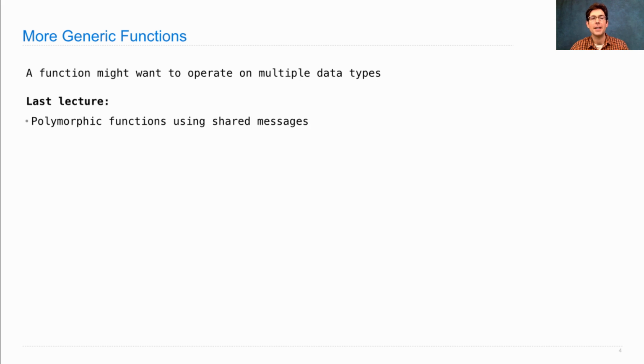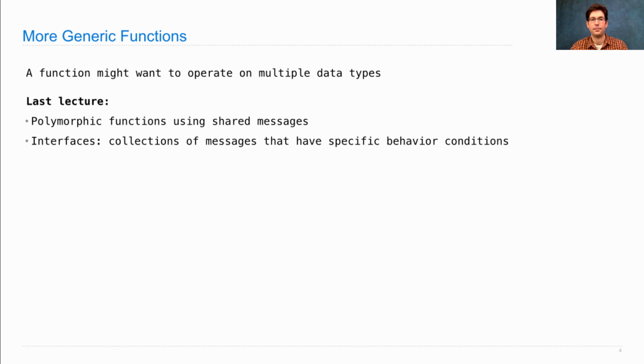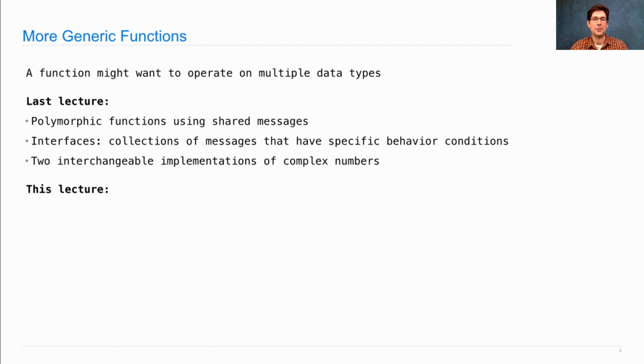So last lecture, we talked about how polymorphic functions exist, and they can be created using shared messages. So if you just make sure that the same attribute appears on all your different classes, that's one way to implement a polymorphic function, or a generic function. Interfaces are collections of messages, or attribute names in the case of the Python object system, that all have specific behavior conditions. And we saw that we were able to create two interchangeable implementations of complex numbers using a shared interface that said every complex number had real and imaginary parts as well as a magnitude and an angle. Okay, so that story has been told already.